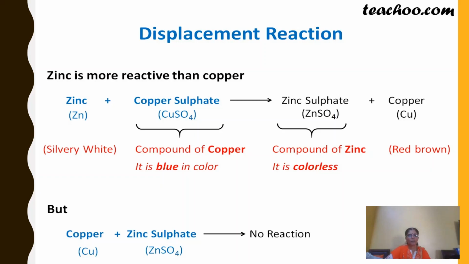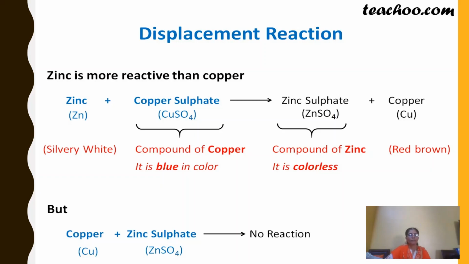Zinc is a silvery white color, and as we know, the color of copper sulfate is blue. When the reaction gets over, the solution becomes colorless. That is due to the formation of zinc sulfate, and we can see reddish brown color deposits on the bottom of the beaker. This is due to more reactivity of zinc than copper.